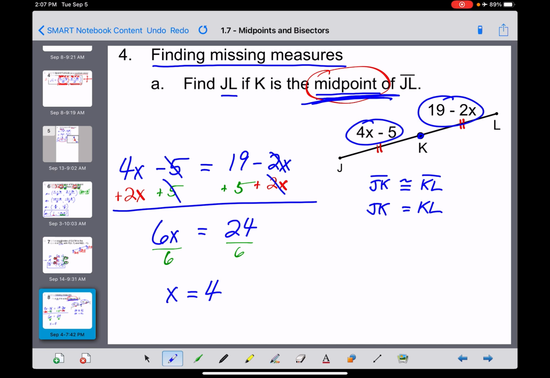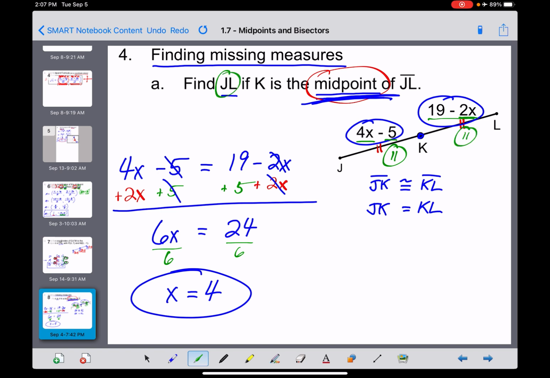Now, it's always tempting when you solve for x to circle it and move on to the next problem. Let's read our directions again, though, guys. We're supposed to find the measure of JL. So let's use this new value of x equals 4. Let's figure out JK. 4 times 4 is going to be 16. 16 minus 5 is 11. So that's how long JK is. Now, KL had better be the same thing if they're congruent. If x is 4, 2 times 4 is 8, and 19 minus 8 is 11 also.